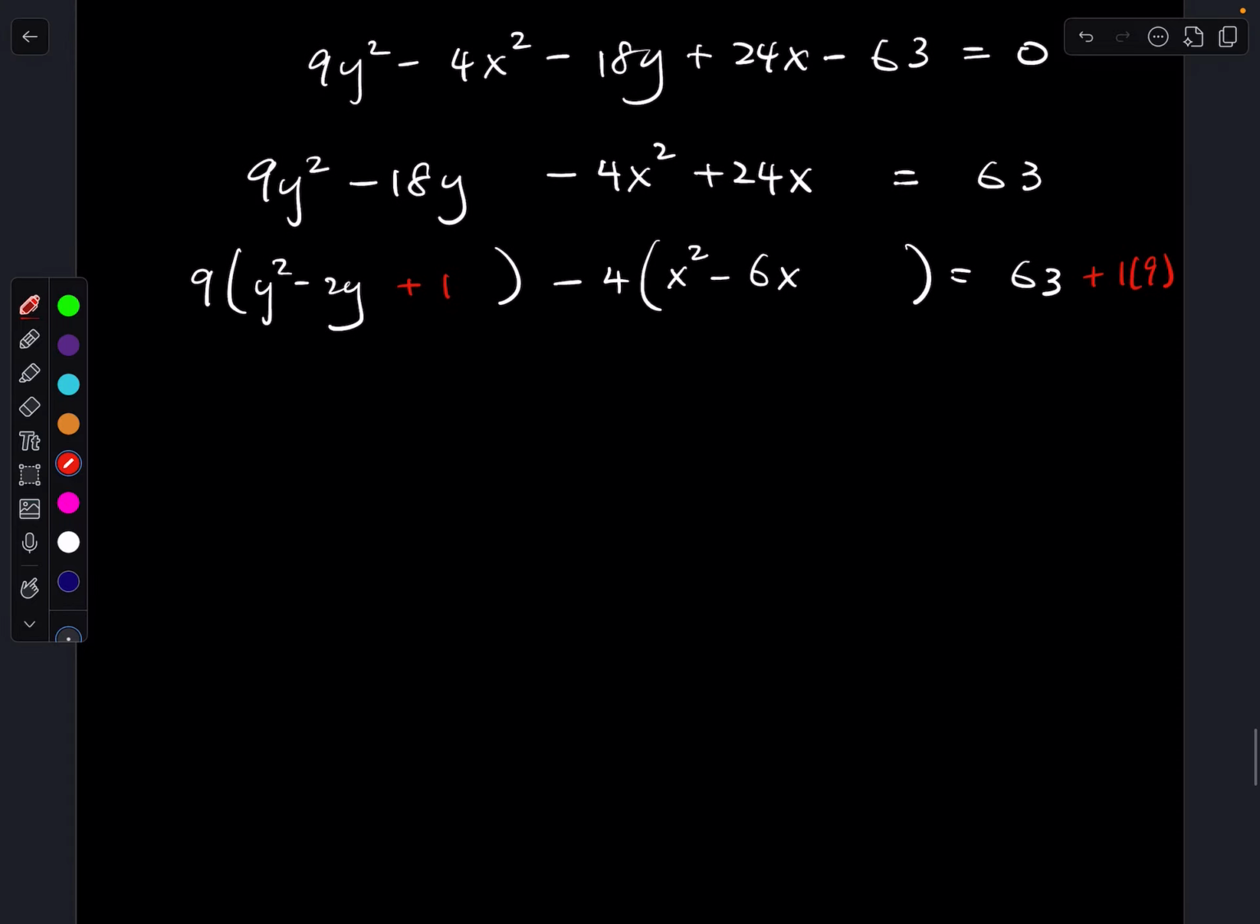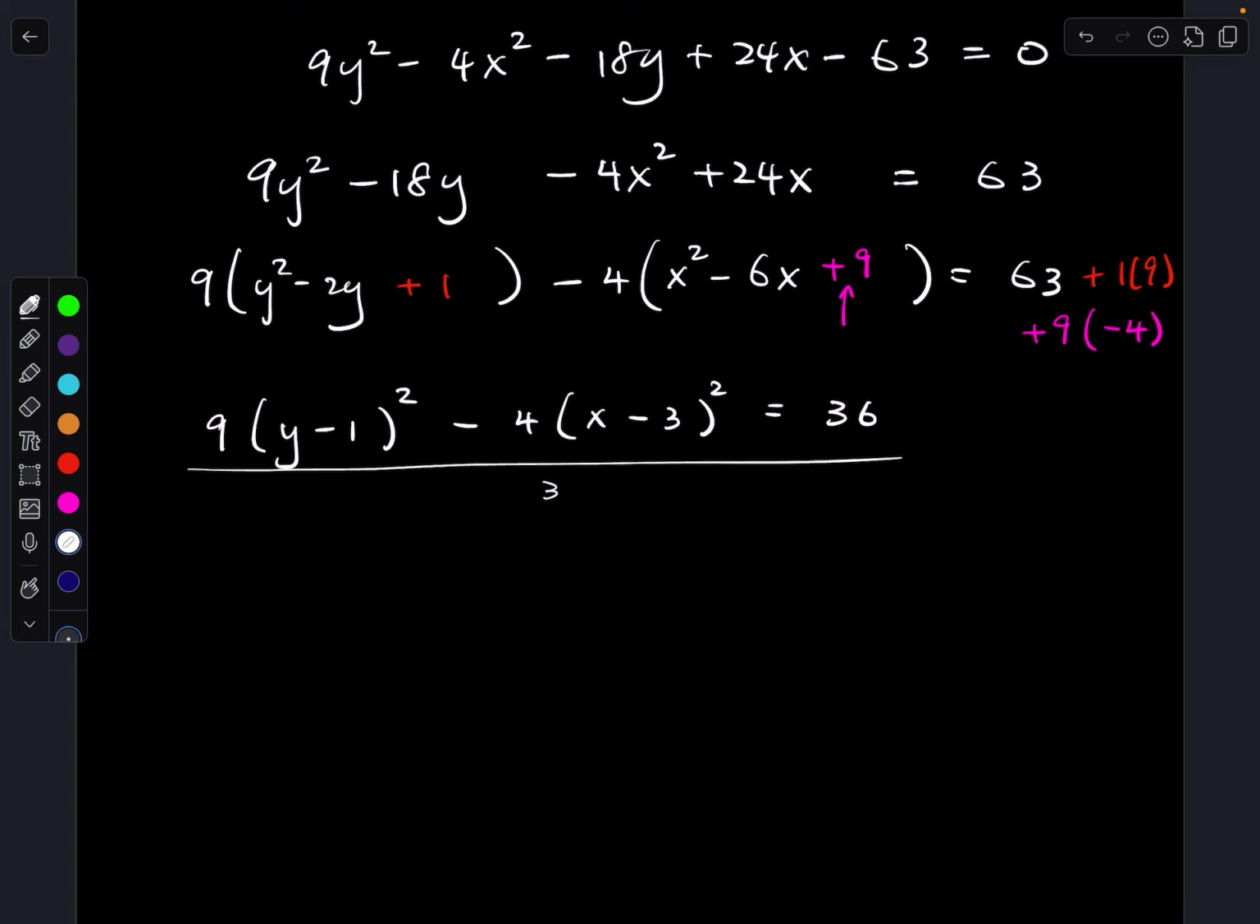And now the next part is going to be this one. This number is going to be a plus 9. So you're also adding a 9. However, this plus 9 has a minus 4 on the outside, so you're subtracting 4 times 9. Right, so what we have is 9 times y minus 1 squared minus 4 times x minus 3 squared equals, that's a 36.